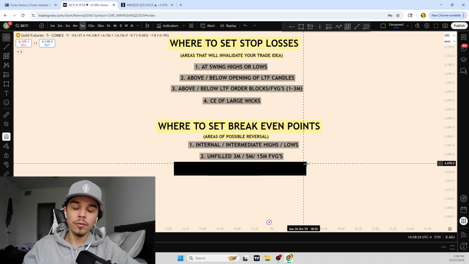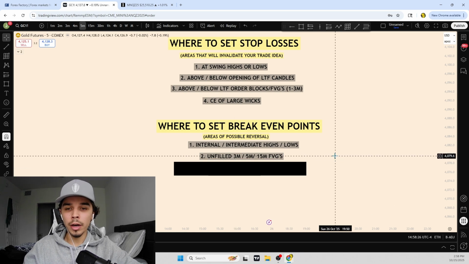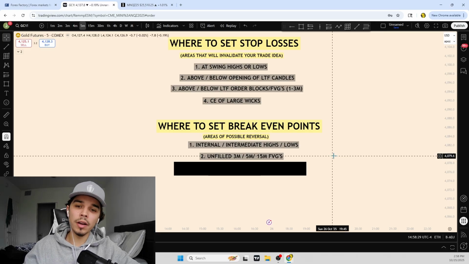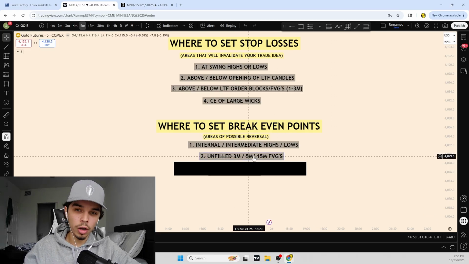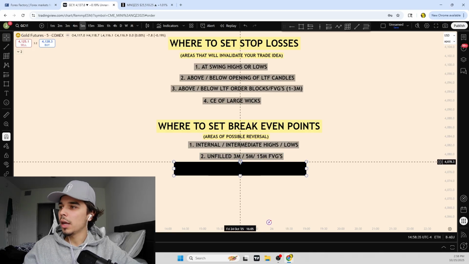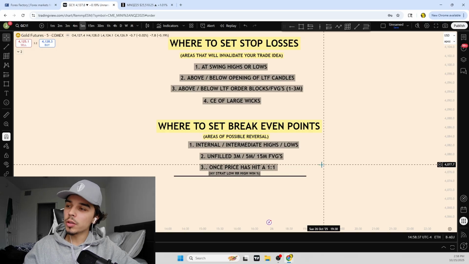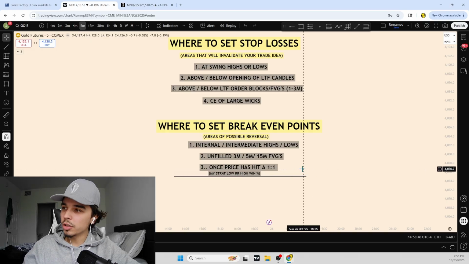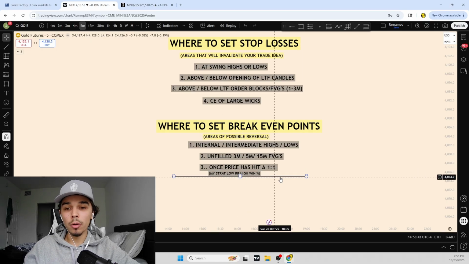I like to use 5-minute and 15 minutes most of the time as take profit areas if they do give me a decent RR. But if the draw on liquidity is higher and I'm not worried about these gaps, then I will go break even at them and I will target external liquidity. And the very last one is once price hits a 1-to-1. Since my strat is a low RR, high win rate, I tend to take profits at a 1-to-1.